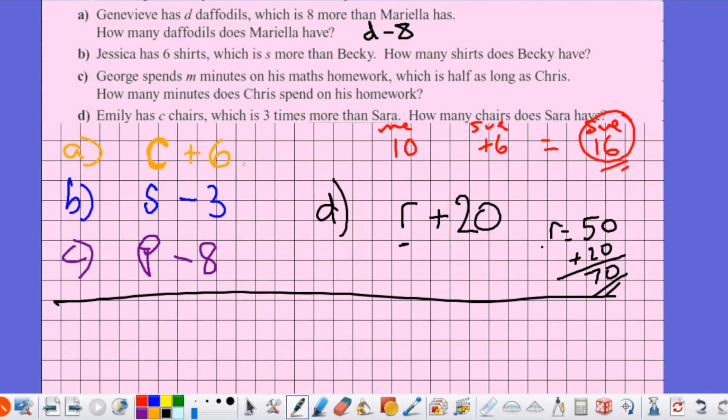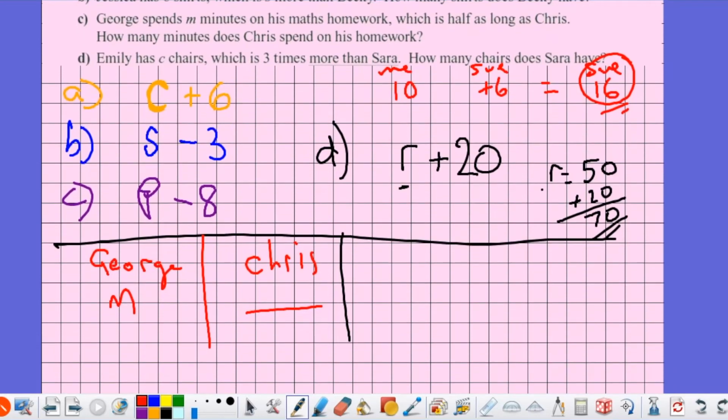C. George spends M minutes on his maths homework, which is half as long as Chris. So here's George, and here's Chris. We know he spends M minutes. We need to know how many minutes Chris spends. It tells me in the question George's is half as long as Chris. So let's start really easy. Let's say George does 10 minutes homework. That's half as long as Chris, so that must mean that Chris does 20 minutes.